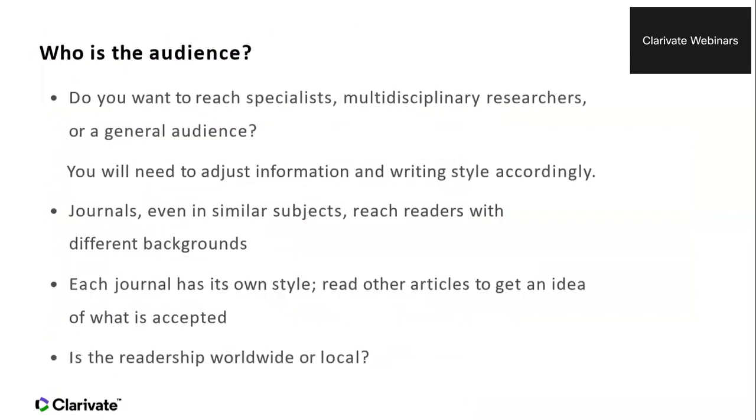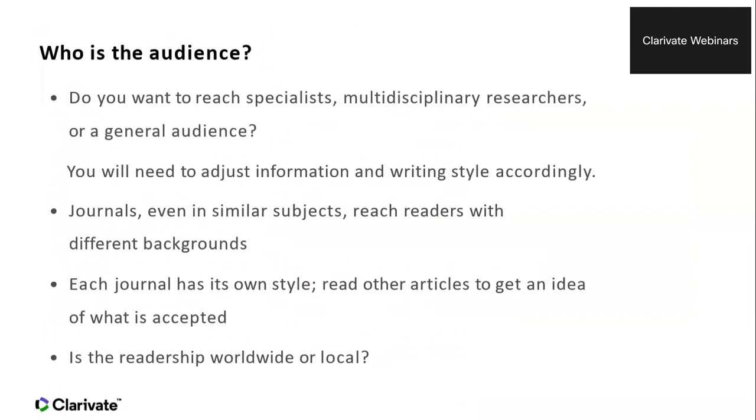Next is, before understanding where you should publish, you have to decide who the audience is. Do you want to reach specialists or multidisciplinary researchers? This is what will determine your journal choice, because you will have to adjust information and writing style accordingly.